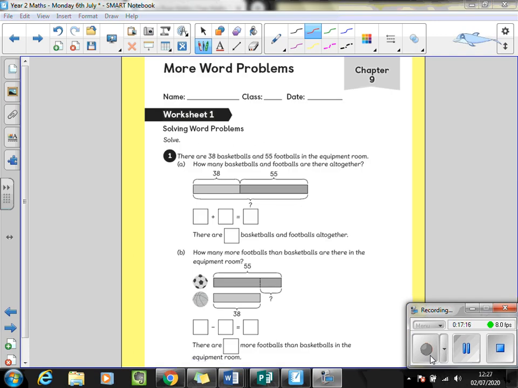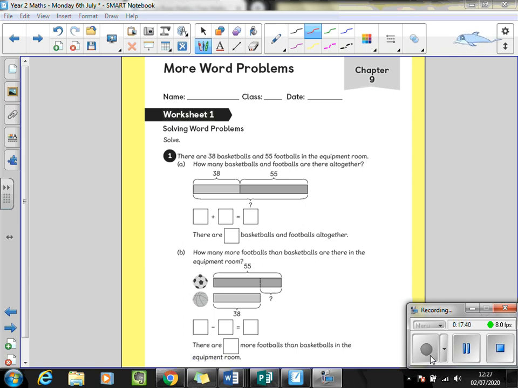Now, you've got lots of problems to solve here, mainly focused on addition and subtraction. You've got lots of images to help you. Please feel free, Year 2s, if you want to use practical materials, then use bits of pasta, bits of Lego, draw pictures, whatever will help you. But the important thing is you think about how you're going to break down the questions.